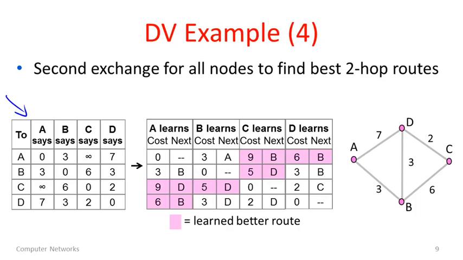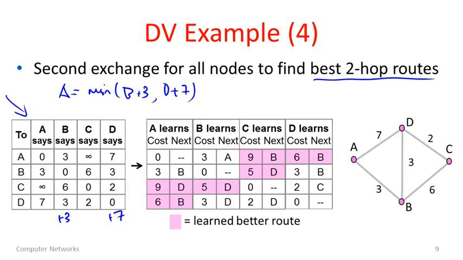And every node will go through exactly the same process. And here you'll end up finding the best 2-hop routes after the second exchange. Well, what's A going to learn? Remember we said that A is equal to the minimum of what? B plus 3 and D plus 7. Well, let's look here. So we really want these ones plus 3 and these ones plus 7. What's going to be the minimum here?